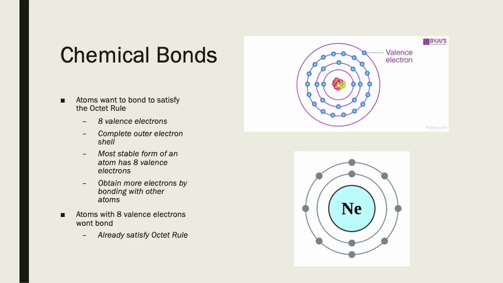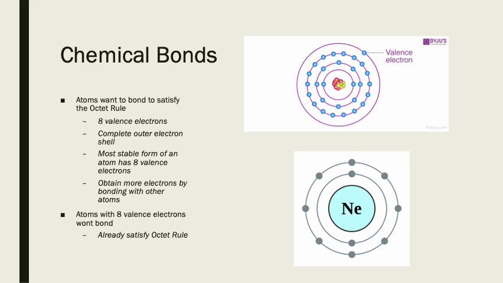So if you look at this picture, we have this atom. It has 1 electron in its outer shell. It's not happy. It wants 8. The ultimate goal is 8. Okay? If you have 8, you complete the outer shell. The most stable form of an atom comes with 8 valence electrons. So every atom's goal is to get 8. They can get these extra electrons by bonding with another atom.